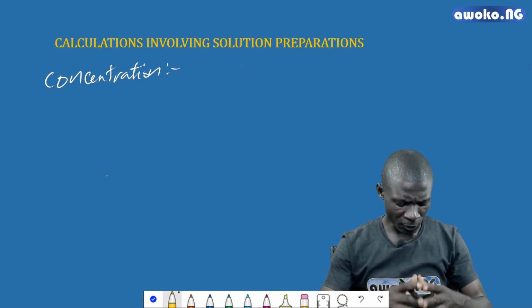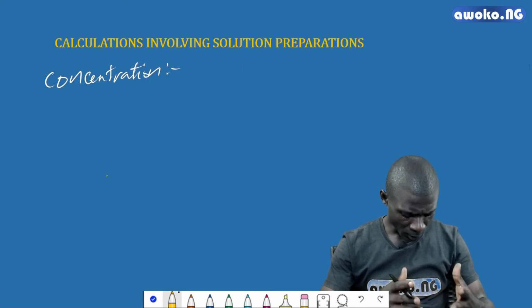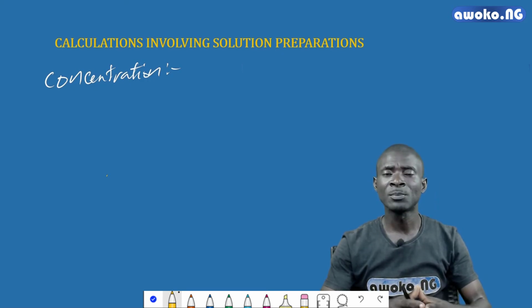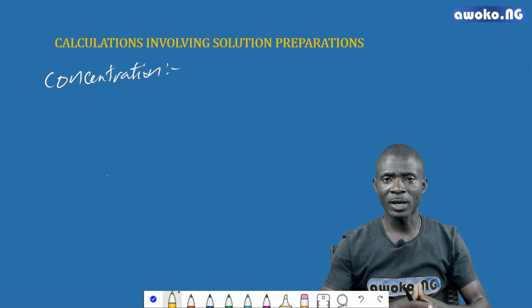solvent. Now, for chemical analysis, for quantitative purposes, it is very important to know the amount of solute that is being dissolved in a particular solvent. The amount of solute that is dissolved in a solvent is what we refer to as the concentration of the solution. Okay, now we have different types of concentration.